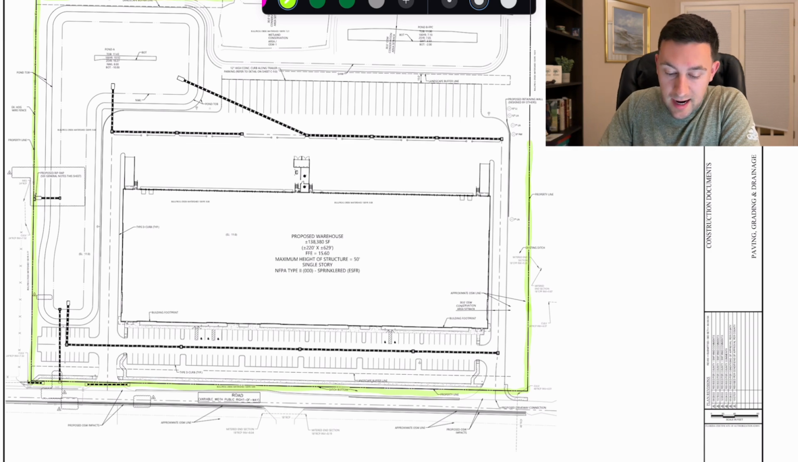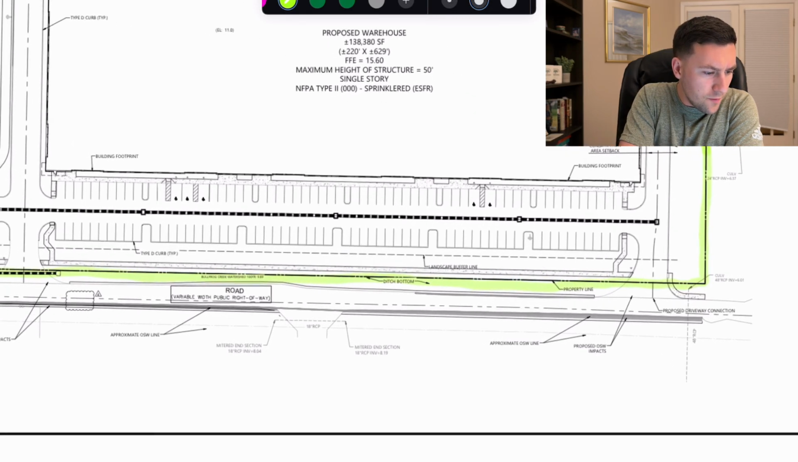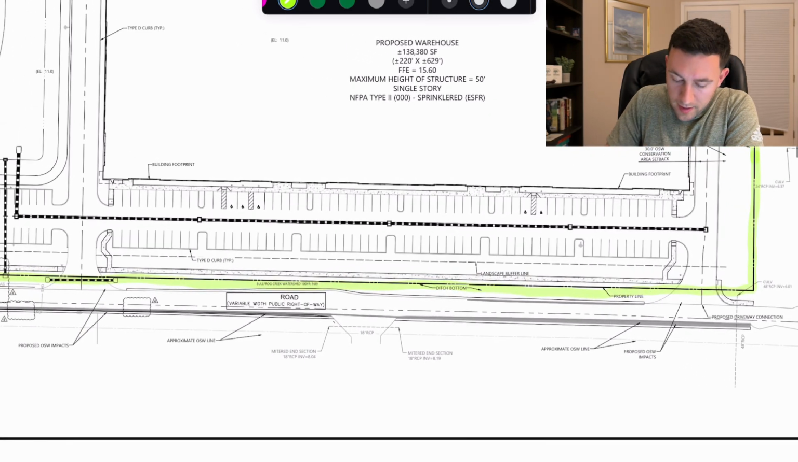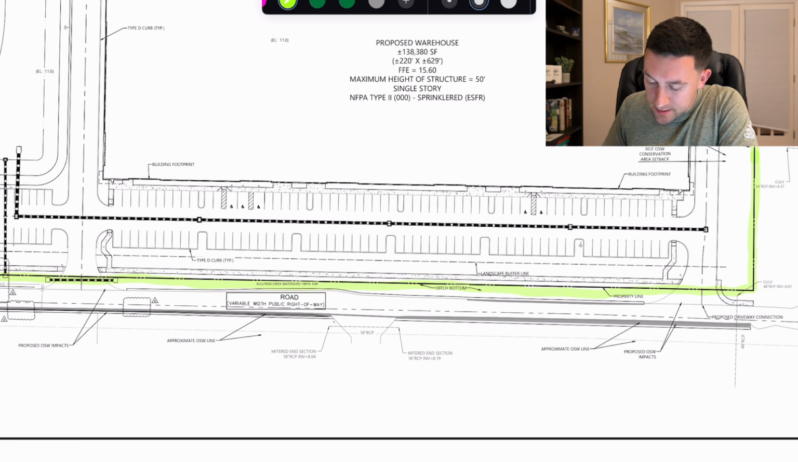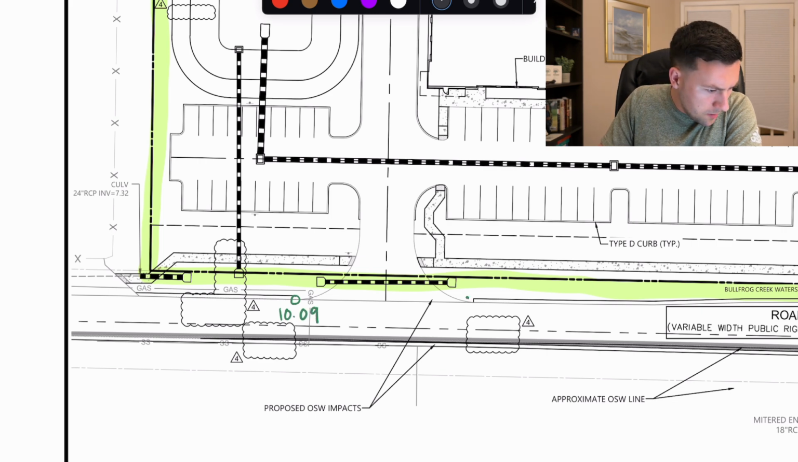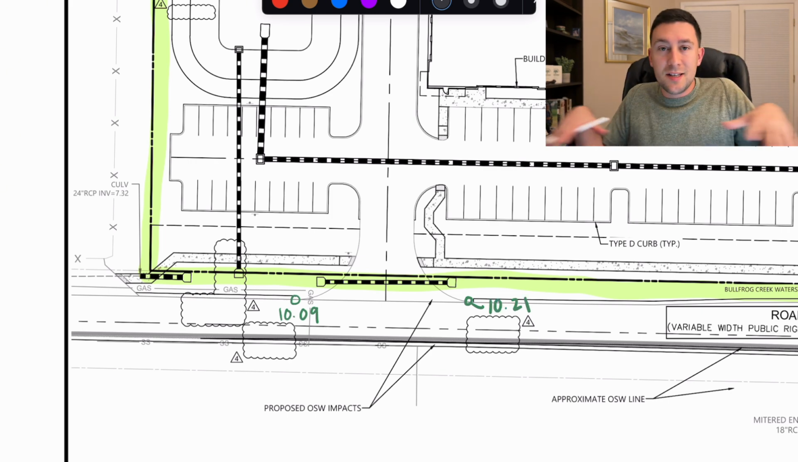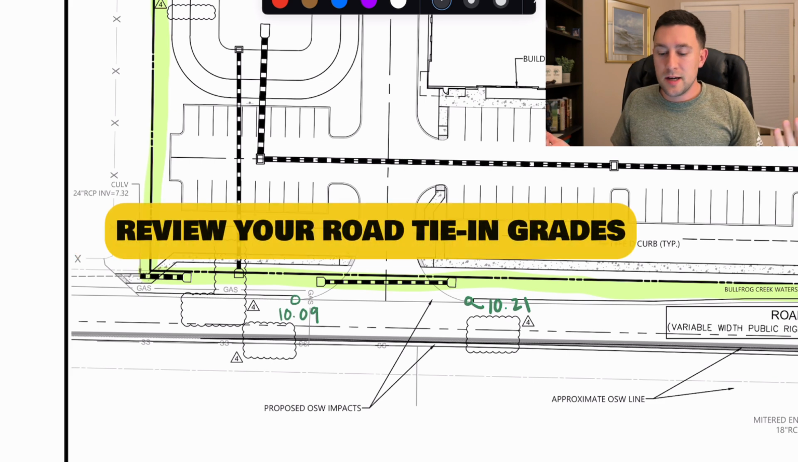So the first thing that I do is I get my survey and I start understanding some of these grades along the boundary. When we receive the survey, we have figured out some of the driveway tie-ins, which is very important. We have our entrance right here. Let's focus on this entrance. These tie-in grades right here are 10, 10.09, and then 10.21. So those grades right there, that's our existing road. We need to know how we're tying into our existing road.